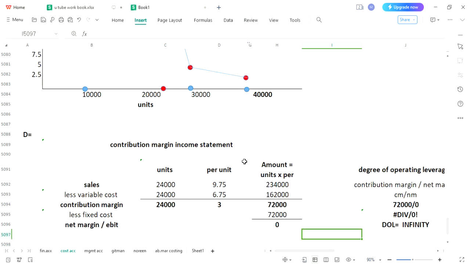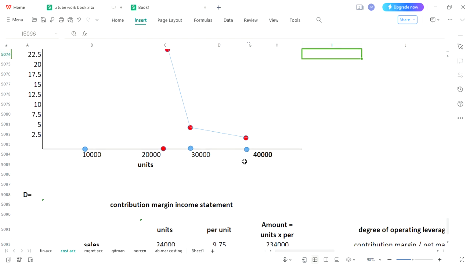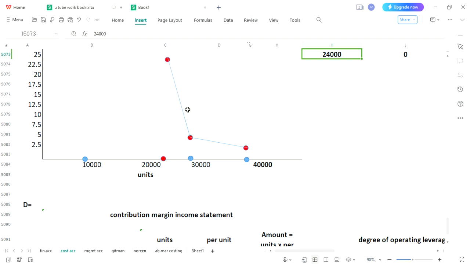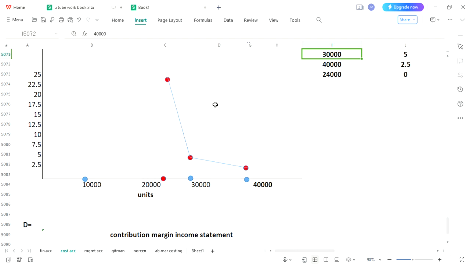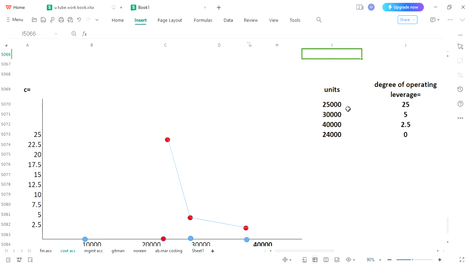Okay, this is a simple thing. You can see that there is a negative slope of the graph over here. Negative relationship of the graph, which is presenting that if you increase your number of units, your degree of operating leverage would decrease. So as you increase your number of units, your degree of operating leverage is decreasing. You can see over here 25 to 30, 30 to 40, when you have increased your number of units, your degree of operating leverage has decreased.